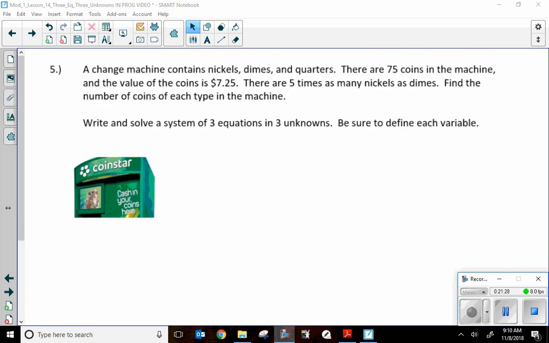Last, but certainly in no way, shape, or form least, money. Cha-ching, baby. Let's talk some money, okay? Problem number 5. A change machine contains nickels, dimes, and quarters. There are 75 coins in the machine, and the value of the coins is $7.25. There are 5 times as many nickels as dimes. Find the number of coins of each type in the machine. Write and solve a system of 3 equations and 3 unknowns. Be sure to define our variable.